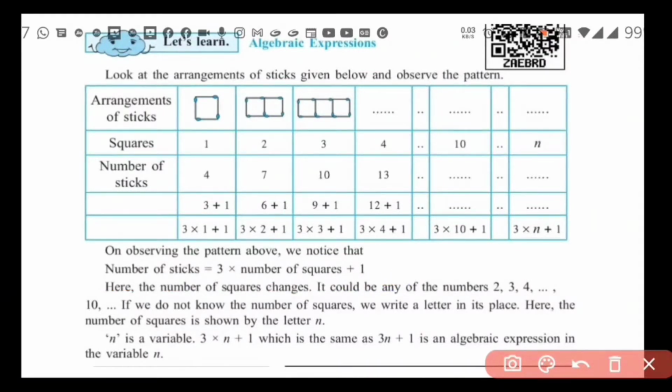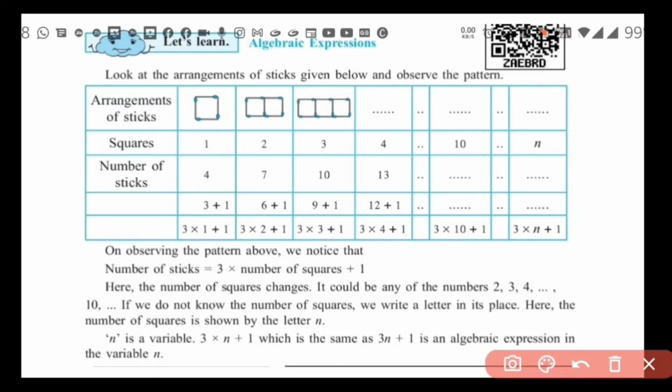So here the number of squares changes. It could be any number. As I have told you, it can be 2, 3, 4, dot, dot, dot, 10, dot, dot, dot, any number. Uncountable numbers can be there. So if we do not know the number of squares, we write a letter in its place. Here the number of squares is shown by letter n. So n is called variable. Why is it variable? Because its value can vary. Its value can change. So that's why it is known as variable.